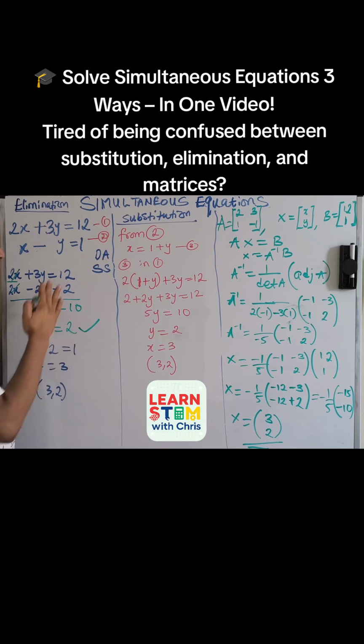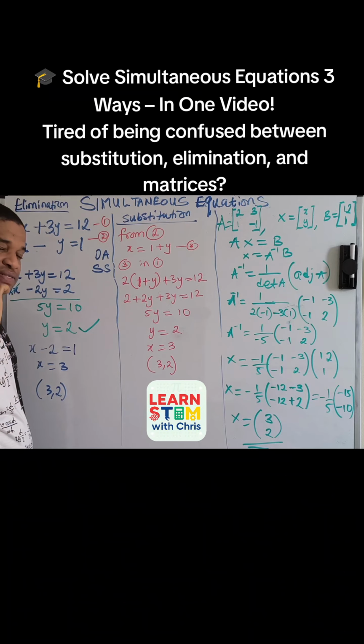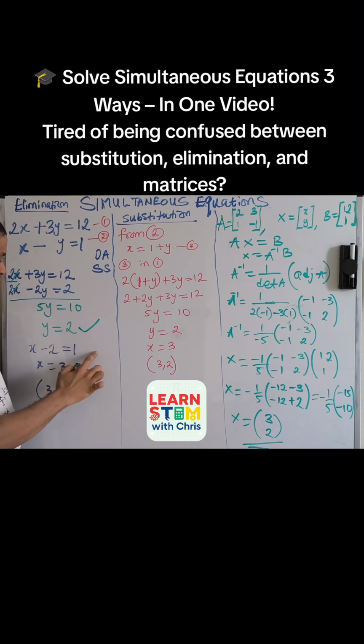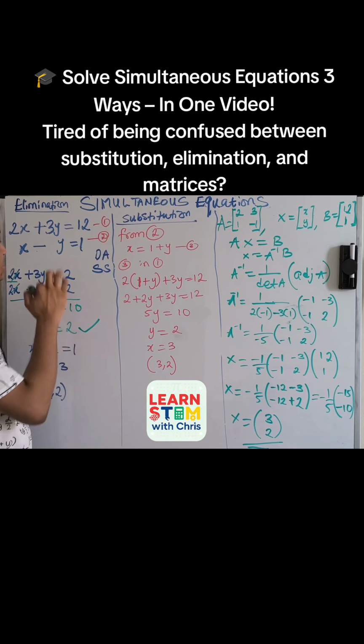How will I get x? Take any of the equations. I recommend taking the simpler equation. This is the simplest, so just put 2 here. Then you collect like terms. You move this, then you're going to get 3. So we write it like this: x is 3, y is 2. So this is the elimination method.